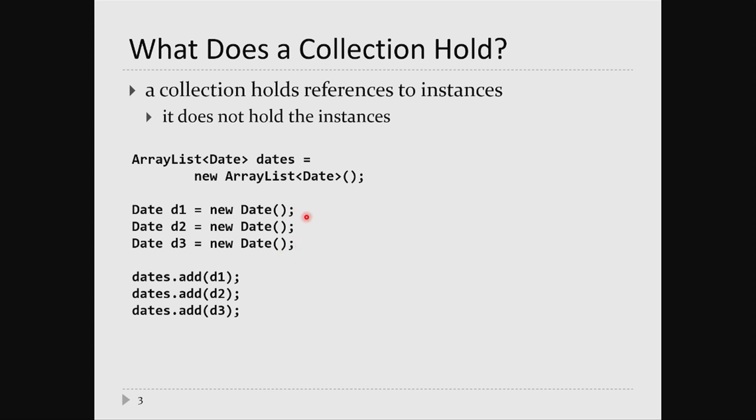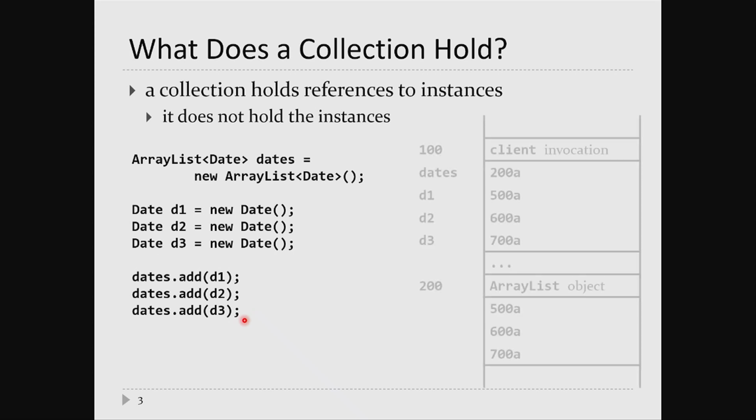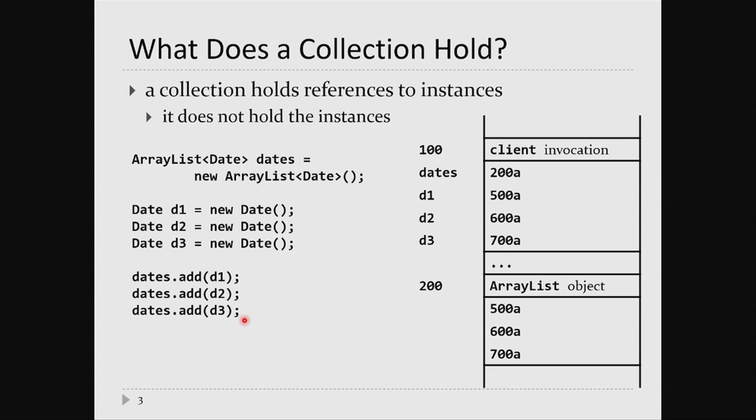So I make 3 dates, D1, D2, D3, and I add them to my list. If you were to draw a little memory diagram of what's going on, dates is your collection, a reference to a list object at address 200. D1 is a reference to a date object. It's not shown on the picture, but it lives at address 500. D2 is a reference to a date, so it lives at address 600, and D3 is a reference to a date, so it lives at address 700.